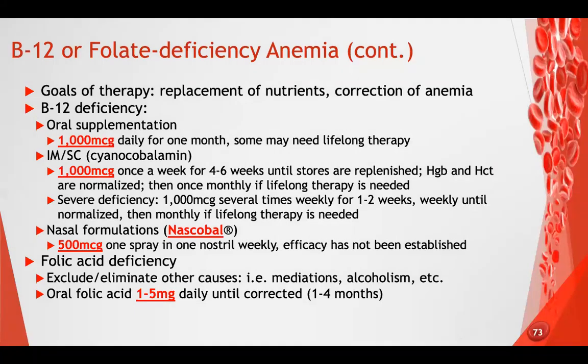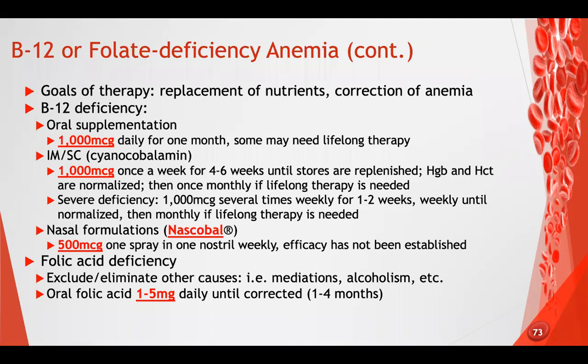So when we look at treatment for B12 deficiency and folic acid deficiency, the goals of therapy will be to replace those nutrients and correct that anemia. For B12 deficiency, oral supplementation, 1,000 micrograms daily for 1 month, and some may actually need lifelong therapy. So it does come in oral formulations. There's also an IM or sub-Q of cyanocobalamin, and it would be 1,000 micrograms once a week for 4 to 6 weeks until the stores are replenished, the hemoglobin and hematocrit are normalized, and then once monthly if lifelong therapy is needed.